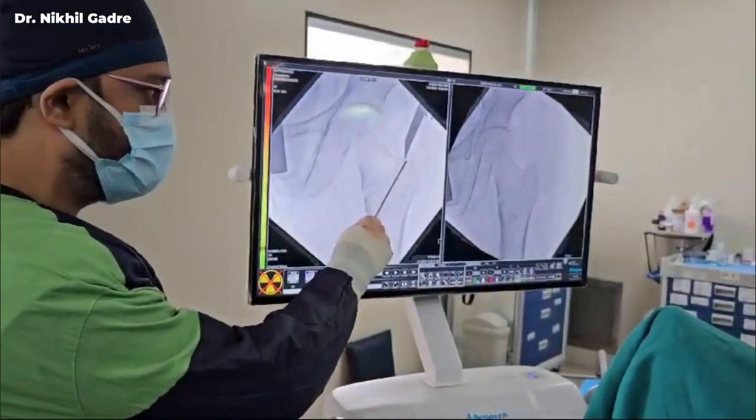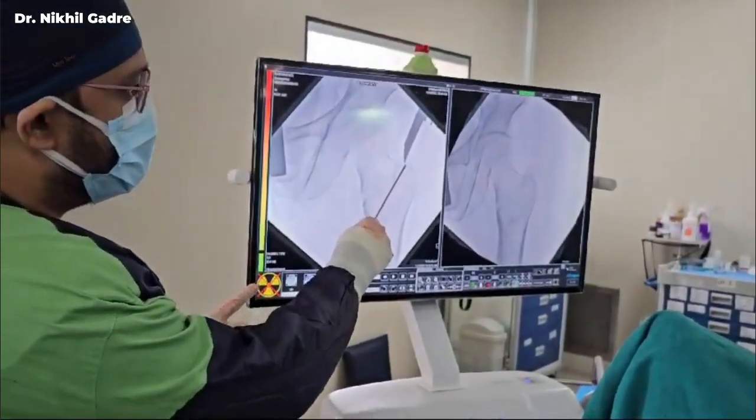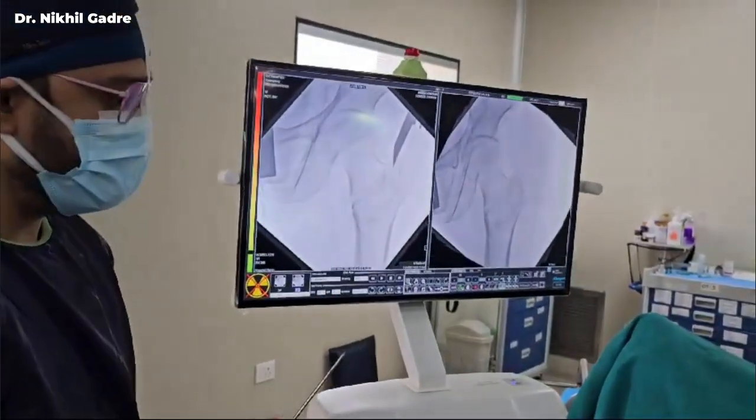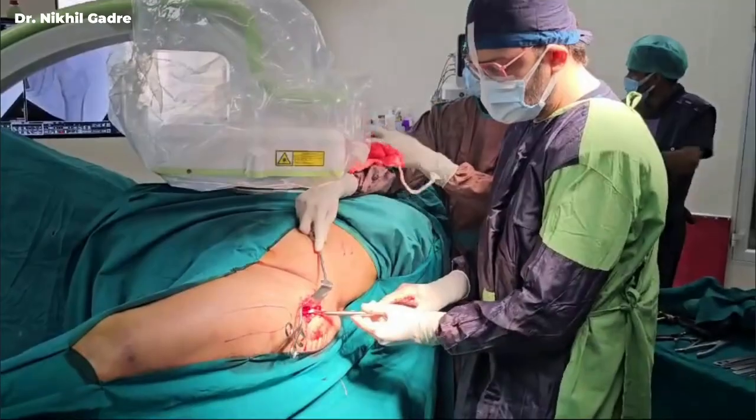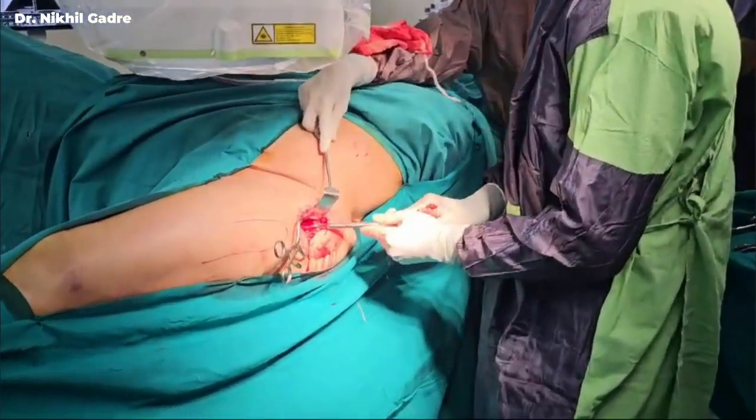Okay, this is very important. This is the view on AP. On lateral, I'll show you what should be the ideal entry point. I'm just starting to make the entry. I won't go deep.